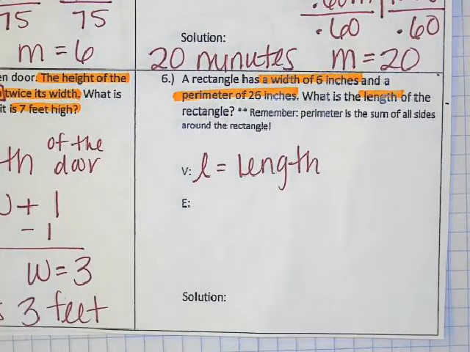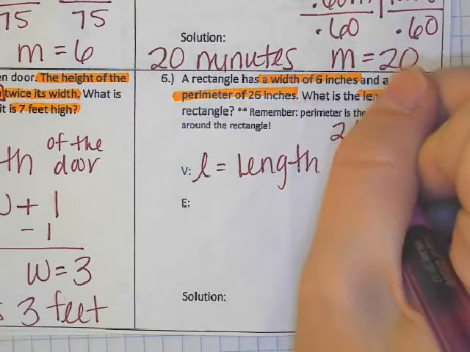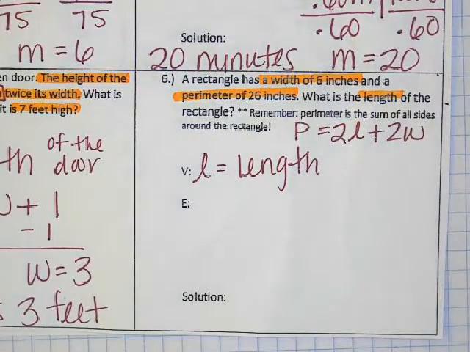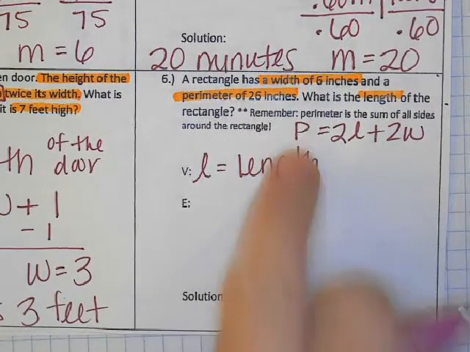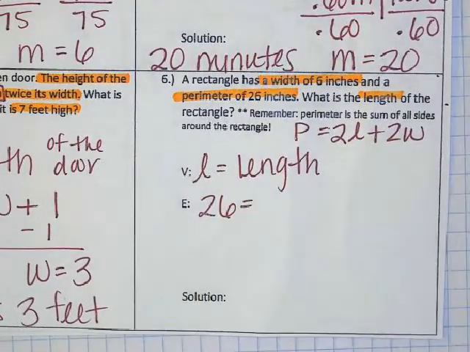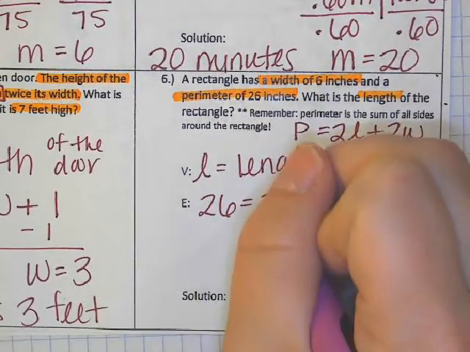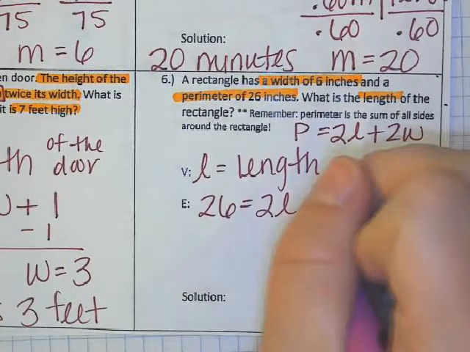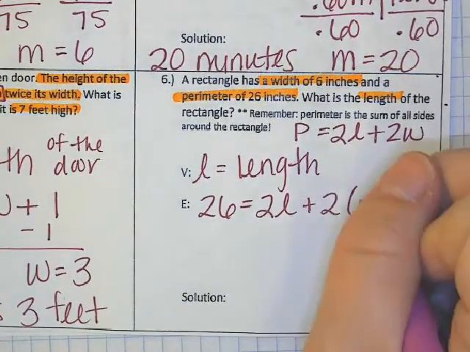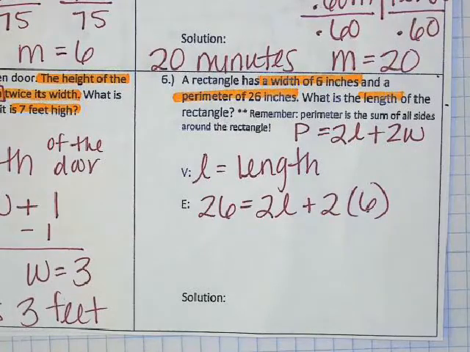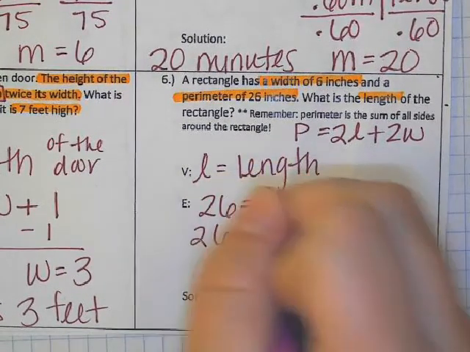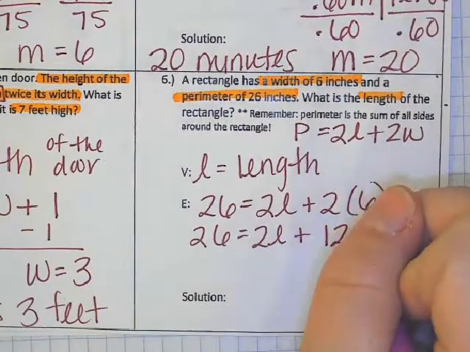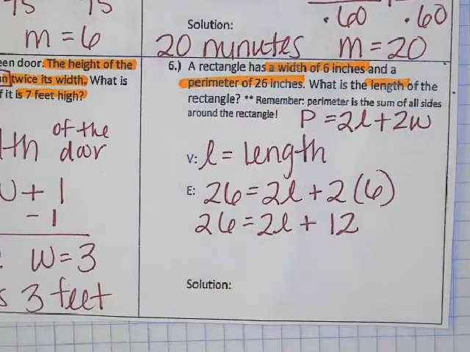In order to get perimeter, if I think about it, I have 2 lengths plus 2 widths. That's going to equal my perimeter. Looking at this problem, I know that my perimeter is 26. That's the total. I do know that I have 2 lengths. Even though I don't know what my length is, I know I have 2 of them, plus 2 times my width, which is 6. Looking at this problem now, I can simplify. I have 26 equals 2L plus 2 times 6 is 12.